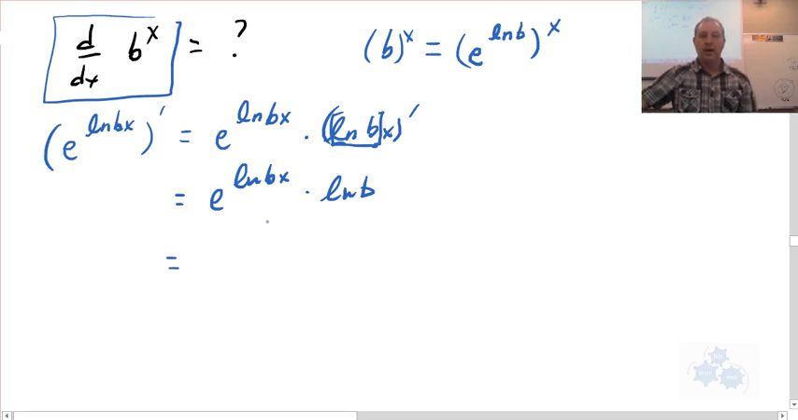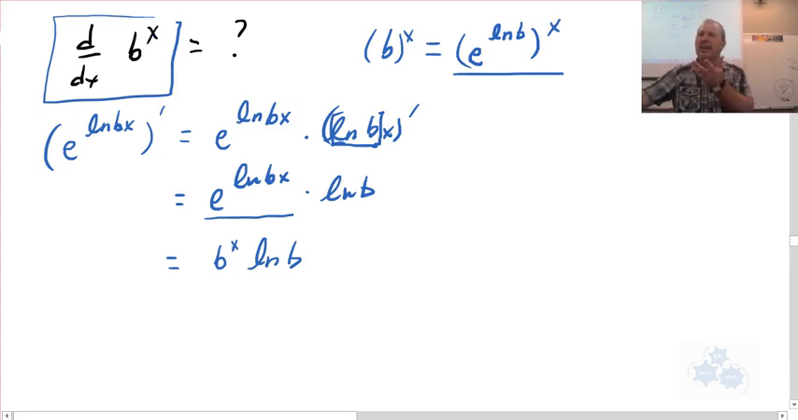So now we substitute back in. You see this up here? This right here is actually the same as this up here, which is b to the x. So I get b to the power of x times ln of b. So it's very, very similar to the derivative of e to the x. The derivative of e to the x is itself; the derivative of b to the x is b to the x times ln b.